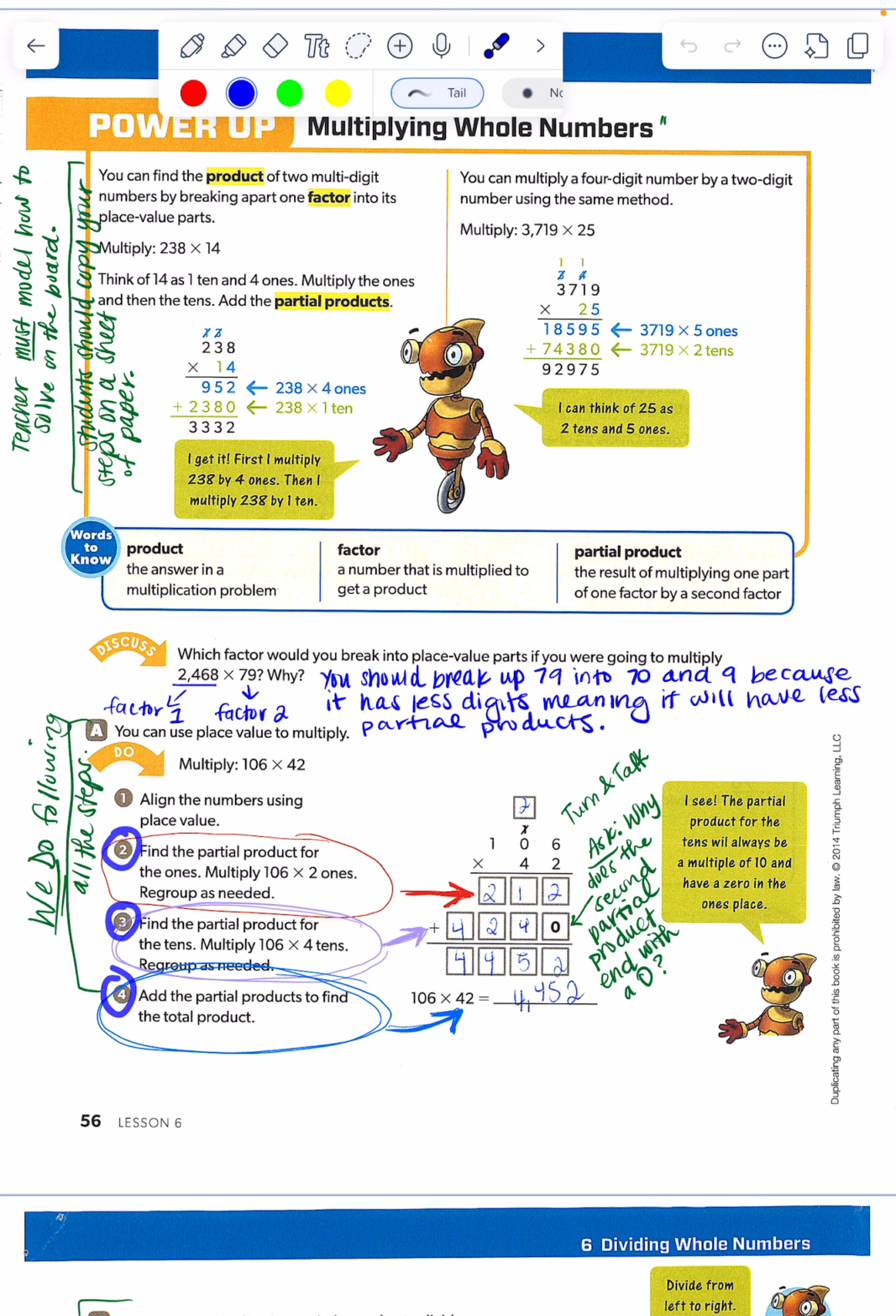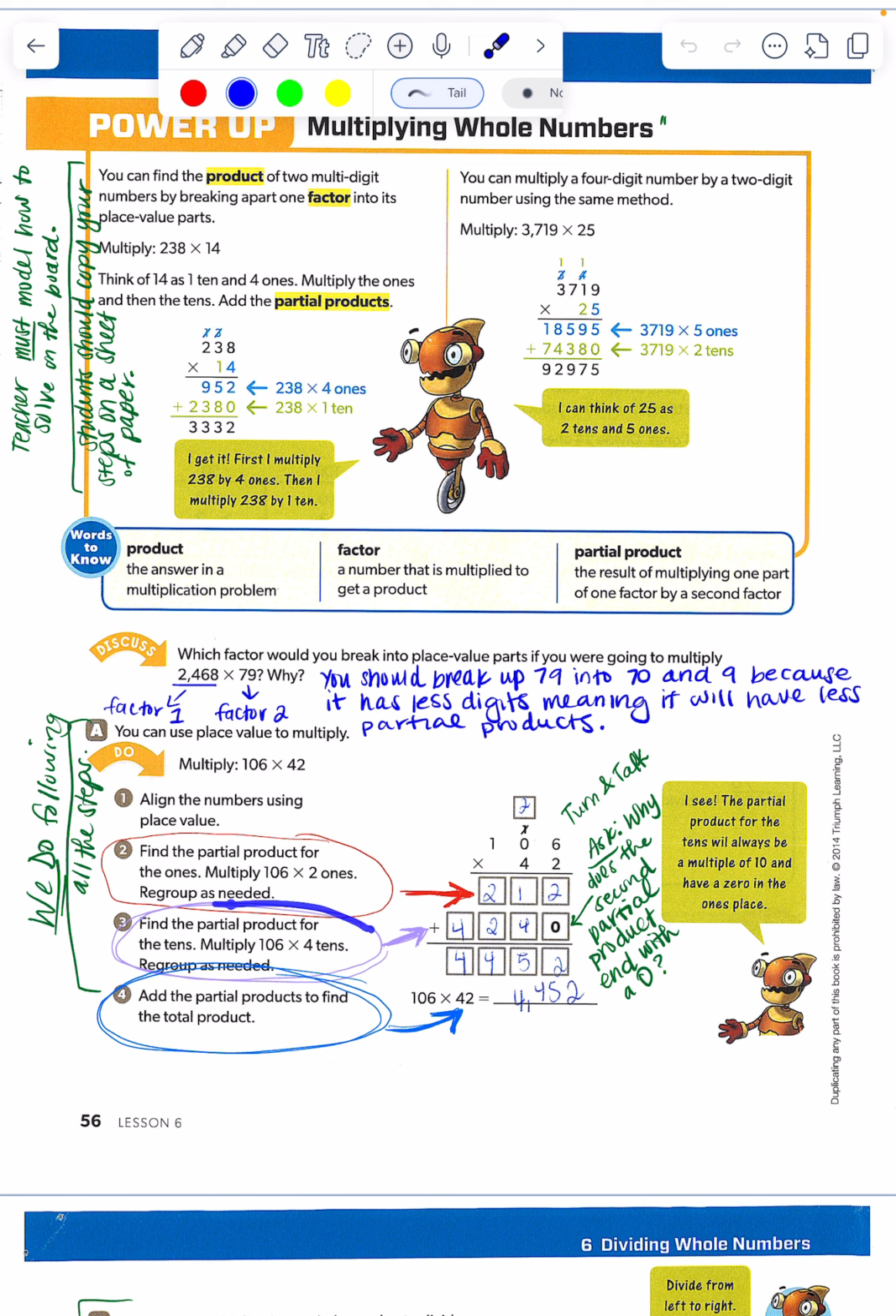Right? So it says find the partial product for the ones. Students have to know that in the question 106 times 42, the value of this 2 is 2 because it's two ones, right? So they are multiplying 106 times two ones. So they're going to do 6 times 2, then 2 times 0, then 2 times 1. 106 times 2 is 212.